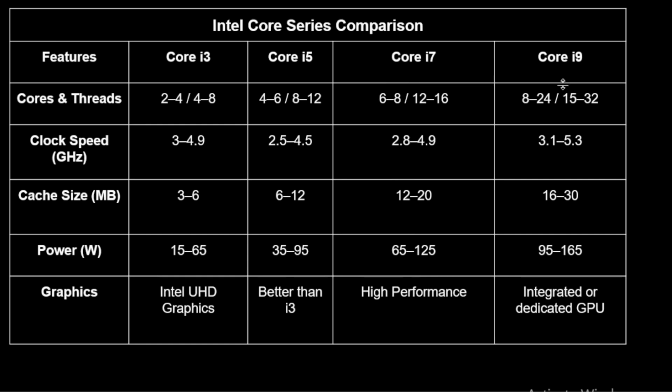And presently i9 processors are also used. It contains around 8 to 24 cores and is used for professional and power gaming type of tasks. It mostly has a dedicated GPU inside it.